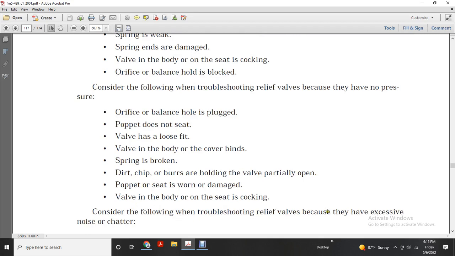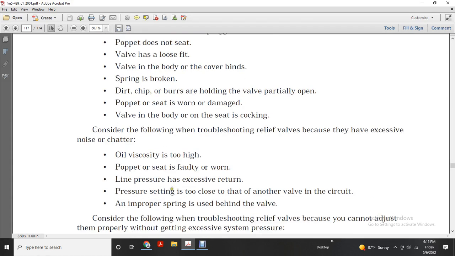Consider the following when troubleshooting the relief valve if there is noise or chatter. The poppet seat may be faulty, there may be a warning with line pressure except for the return pressure, or the seating is too close to another valve within the circuit.